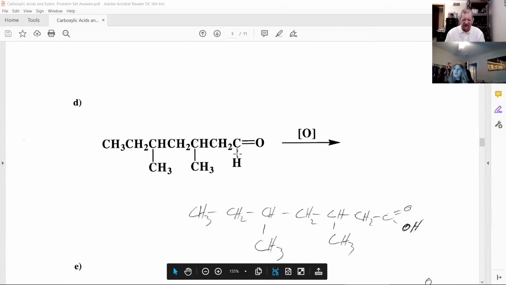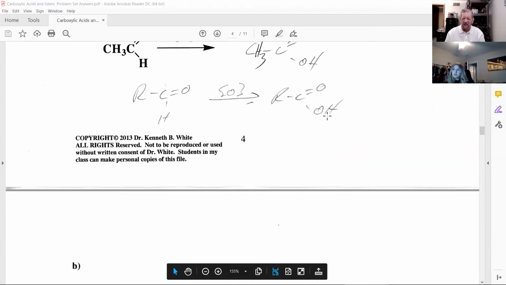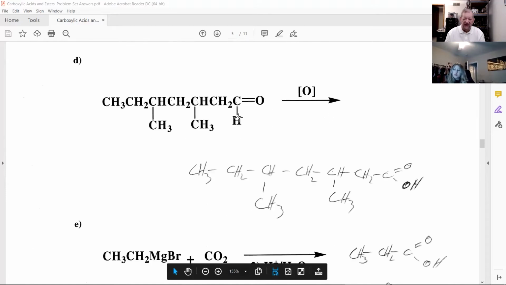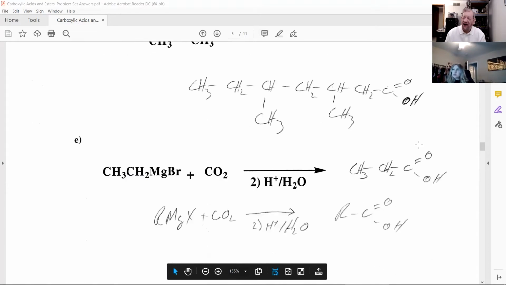What changes is the aldehyde: the H is replaced with OH. Everything else stays the same. H replaced with OH, aldehyde to carboxylic acid. Now, a really cool way of making a carboxylic acid is in E.